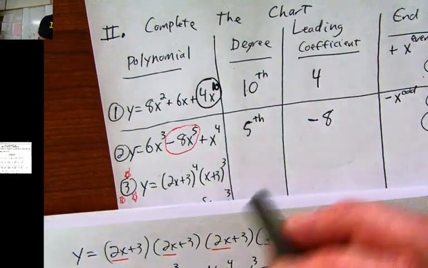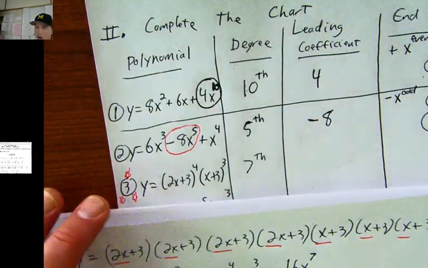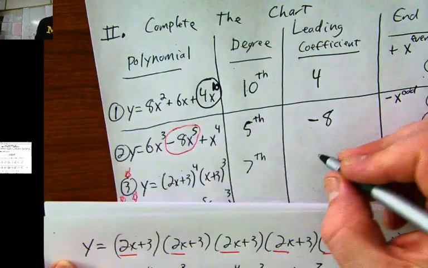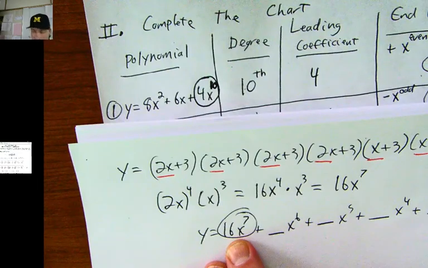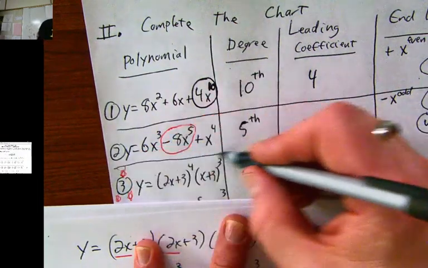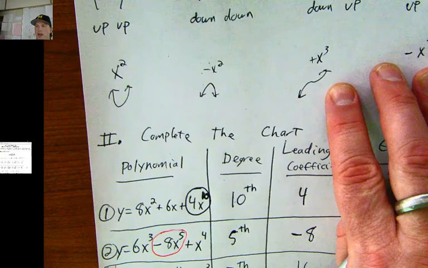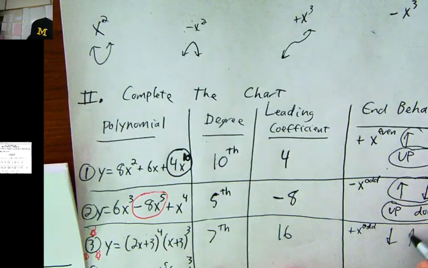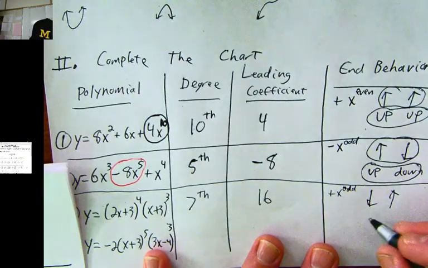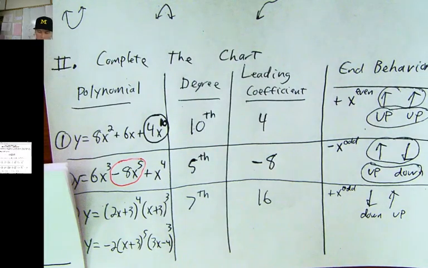That tells us that this is a 7th degree polynomial. The leading coefficient was 16, and the end behavior, it's positive x to the 7, so positive x to the odd. And what we know about x to the odd is down and then up. Down and up. So I could draw a down arrow, or I could put an up arrow. I could also write the words down and up. Either one of these would work.